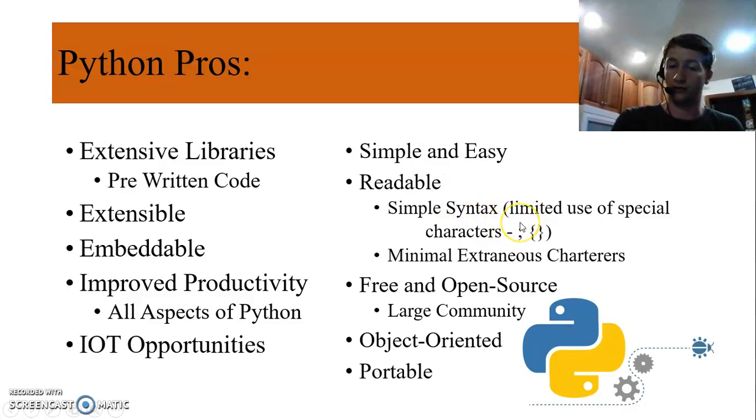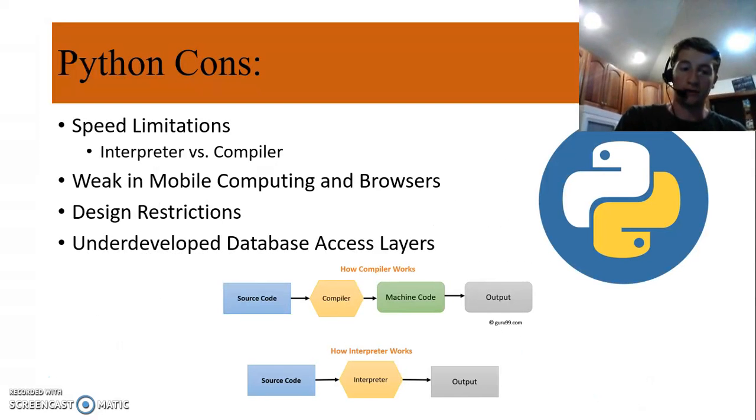use of special characters such as a semicolon or brackets, for example. It's free and open source. It's community-based, which is always great in a programming language. It's object-oriented and portable.